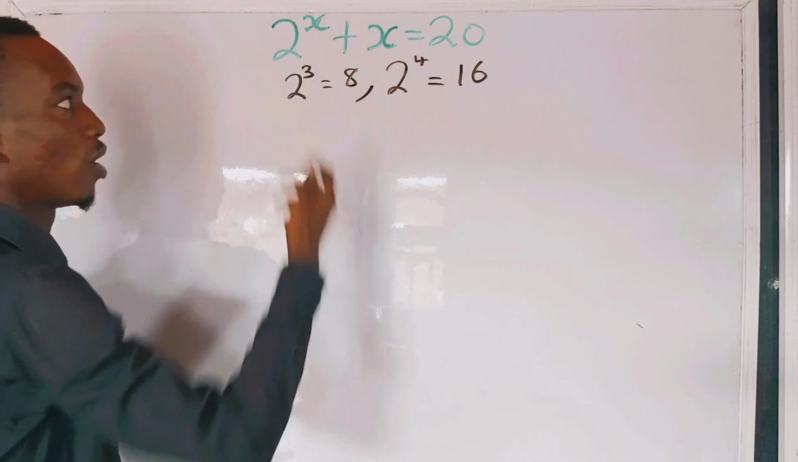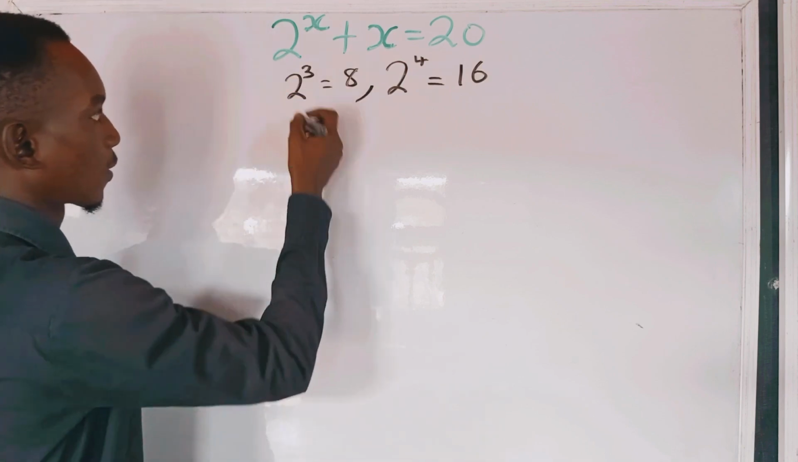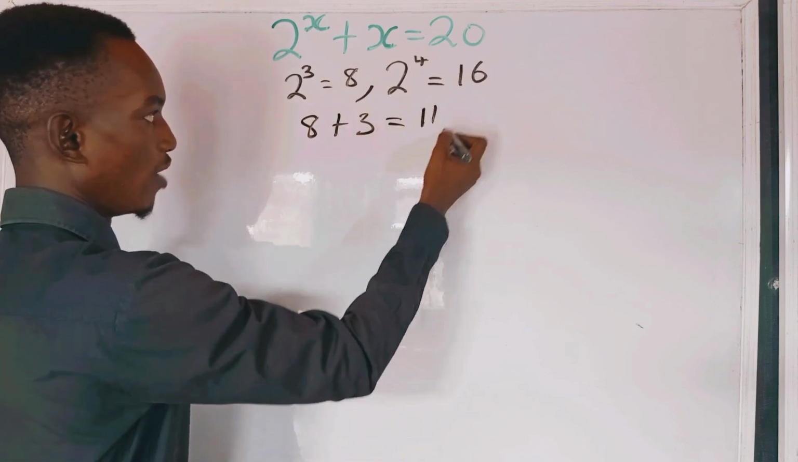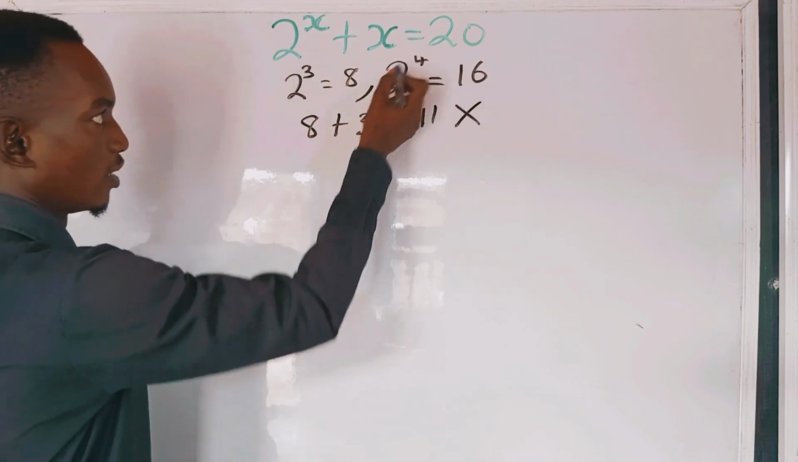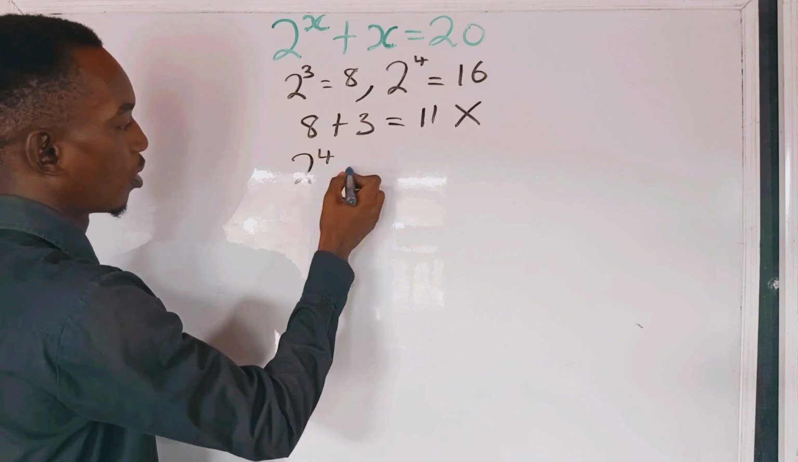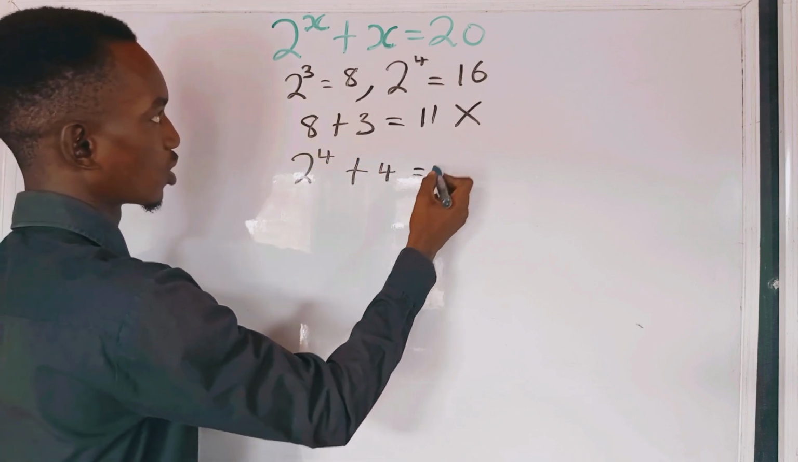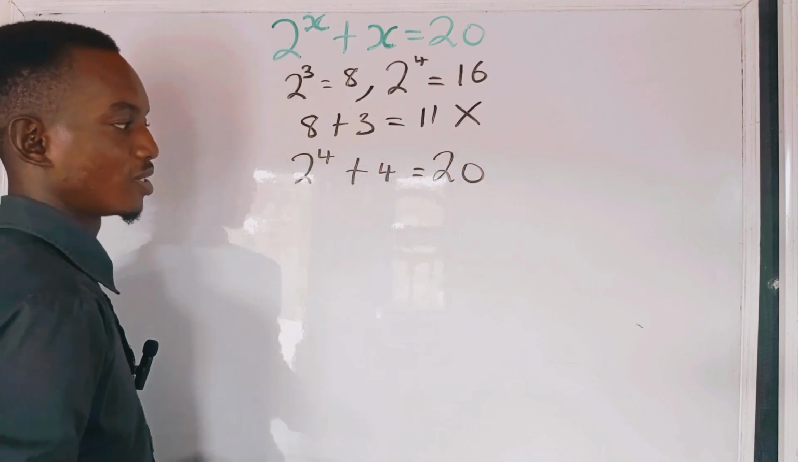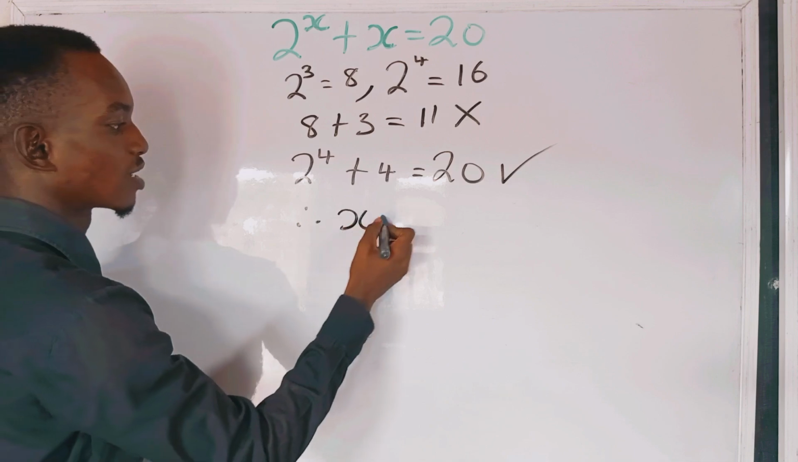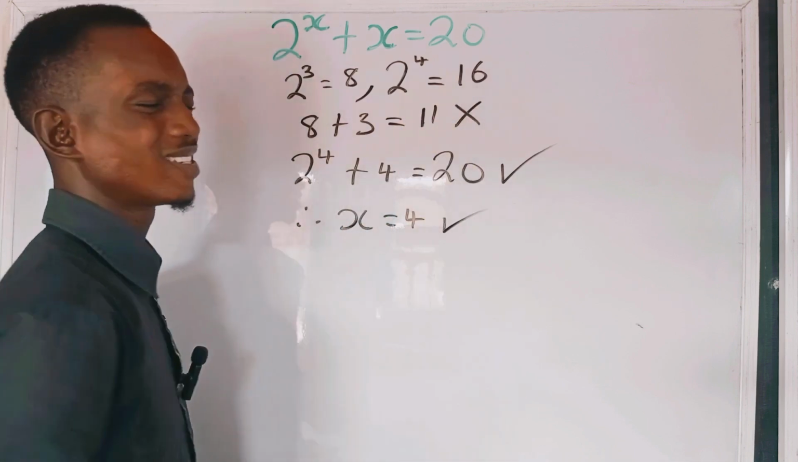When x is 3, 2 to the power of 3 is 8. 8 plus 3 gives us 11, which is not 20. That is wrong. Therefore x must be 4, because 2 to the power of 4 plus 4 gives us 20. 2 to the power of 4 is 16, and 16 plus 4 is 20. Therefore, x must be equal to 4 in easy steps.